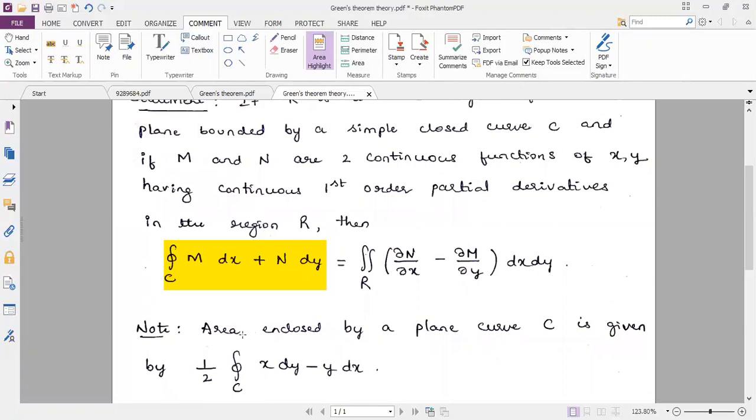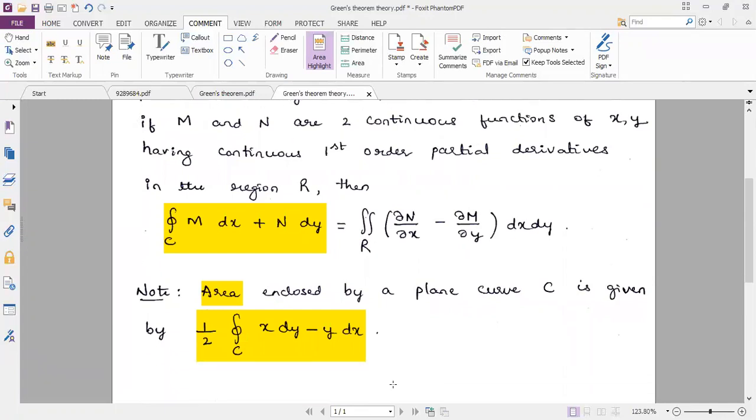We also note a formula for the area enclosed by a plane curve C, which is given by half of the integral over the closed curve C of x dy minus y dx. So in today's session, we will see problems on Green's theorem.